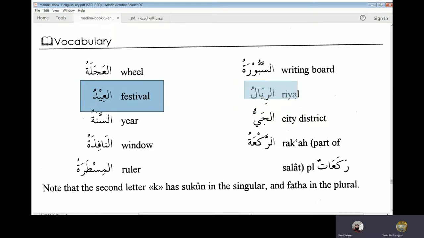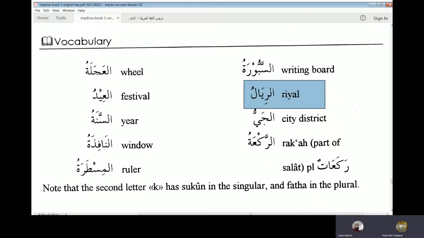Do you know what is riyal? Yes, that's money. In USA people use dollars. In Saudi Arabia people use riyal. In Europe people use euros. In UK people use pounds. In Pakistan people use rupees. So in Saudi Arabia, people use riyal. It is a currency unit.